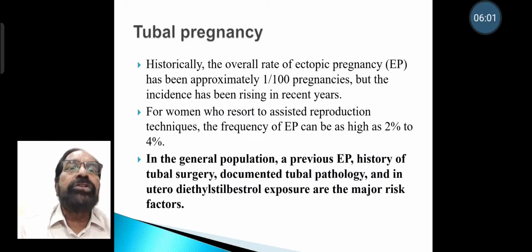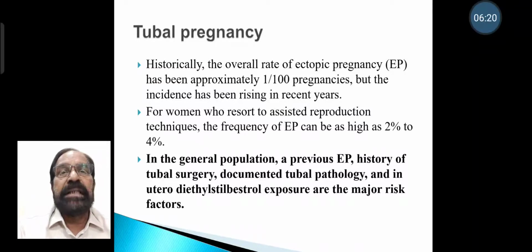Historically, the overall rate of ectopic pregnancy has been approximately 1 in 100 pregnancies, but the incidence has been rising in recent years. For women who resort to assisted reproduction techniques, the frequency of ectopic pregnancy can be as high as 2% to 4%. In the general population, previous ectopic pregnancy, history of tubal surgery, documented tubal pathology, and in utero diethylstilbestrol exposure are the major risk factors.